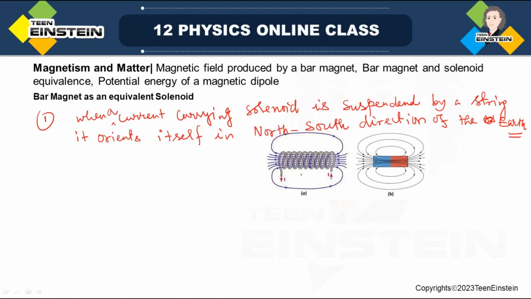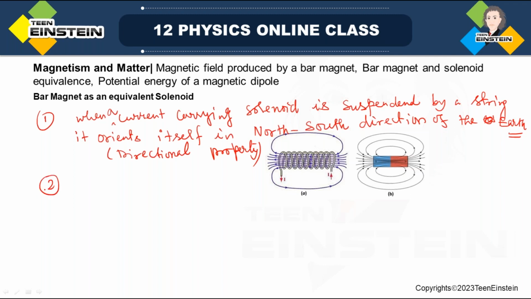So if a current carrying solenoid is just suspended with a string, then we can say that the solenoid also orients itself in the geographic north and south pole direction, as the bar magnet does. Okay, that means we can see that it has a directive property, or directional property.